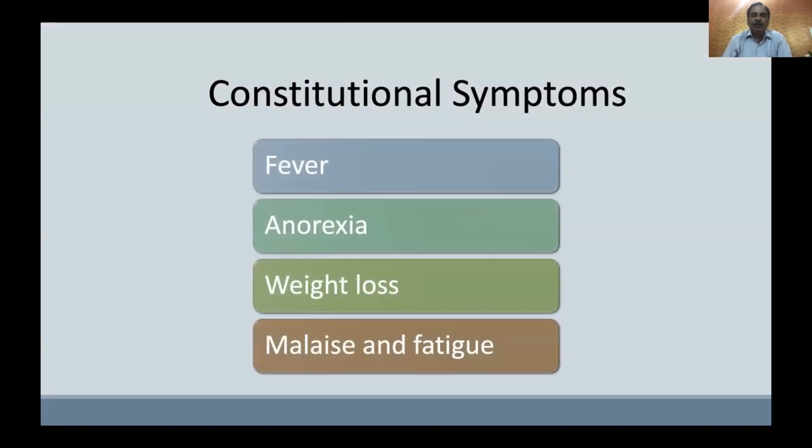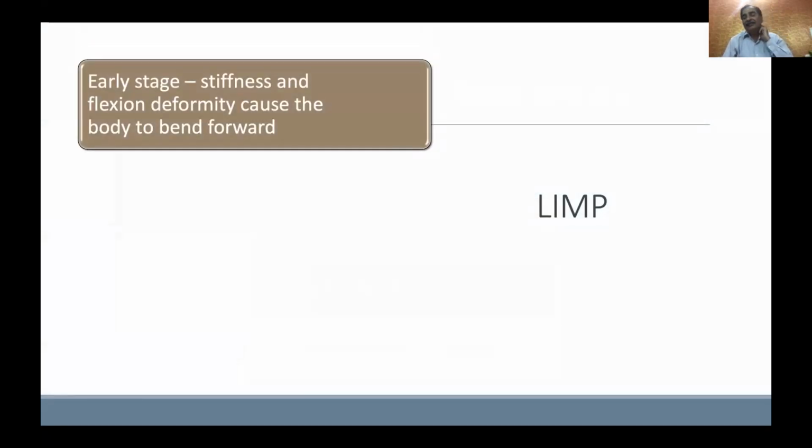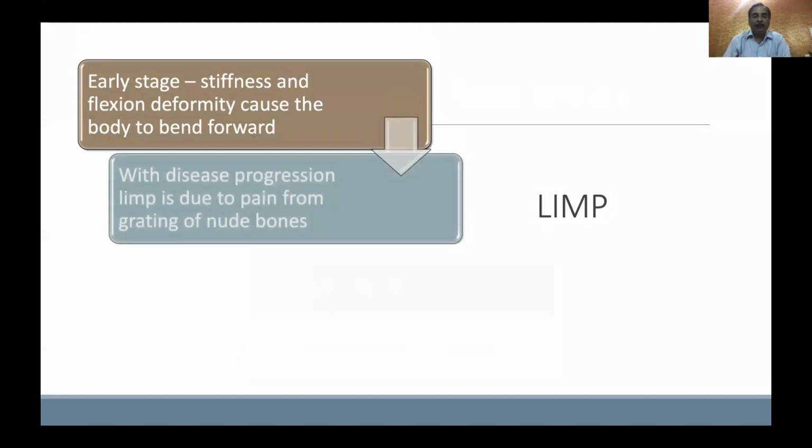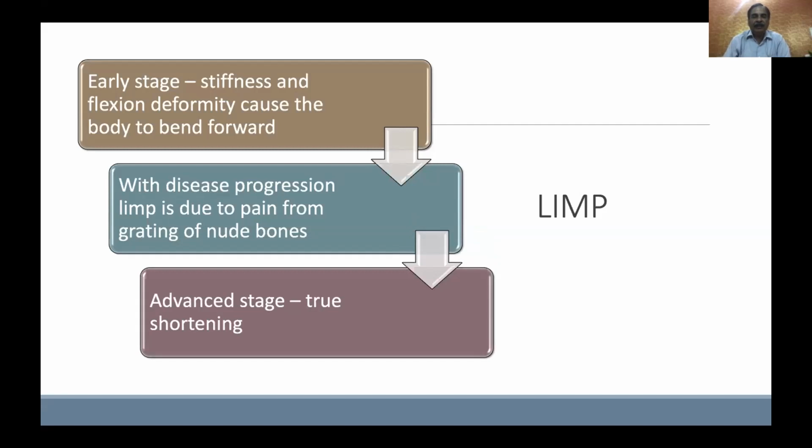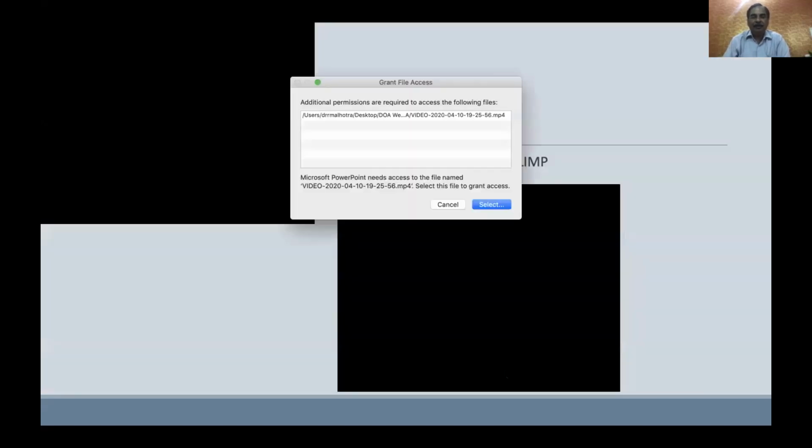There can be constitutional symptoms like fever, anorexia, weight loss, malaise, and fatigue, though you can see tubercular involvement of the joint without these features. The limp in early stages is because of the stiffness and flexion deformity, which causes the body to bend forward. When disease progresses, the patient gets a limp due to pain from the rubbing together of the damaged bone ends, which are denuded of the cartilage. And in advanced stages, the limp is because of the true shortening.